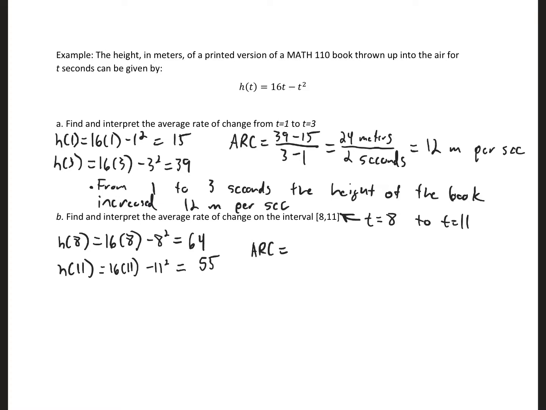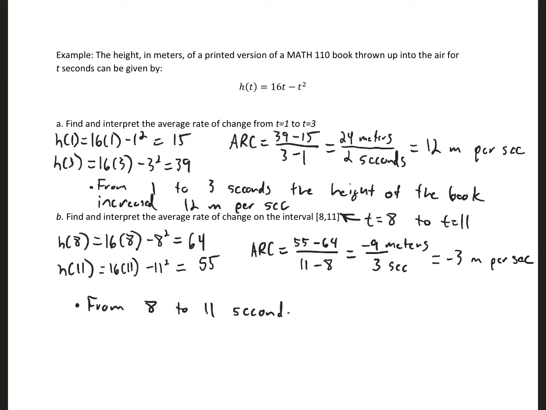So if I compute the average rate of change here, the change in outputs, 55 minus 64, over the change in inputs, 11 minus 8, I will get negative 9 over 3. That's negative 9 meters in 3 seconds. In other words, the book came back down. It's falling 9 meters during that 3-second period, or negative 3 meters per second. This tells me from 8 to 11 seconds, the height of the book decreased 3 meters per second.